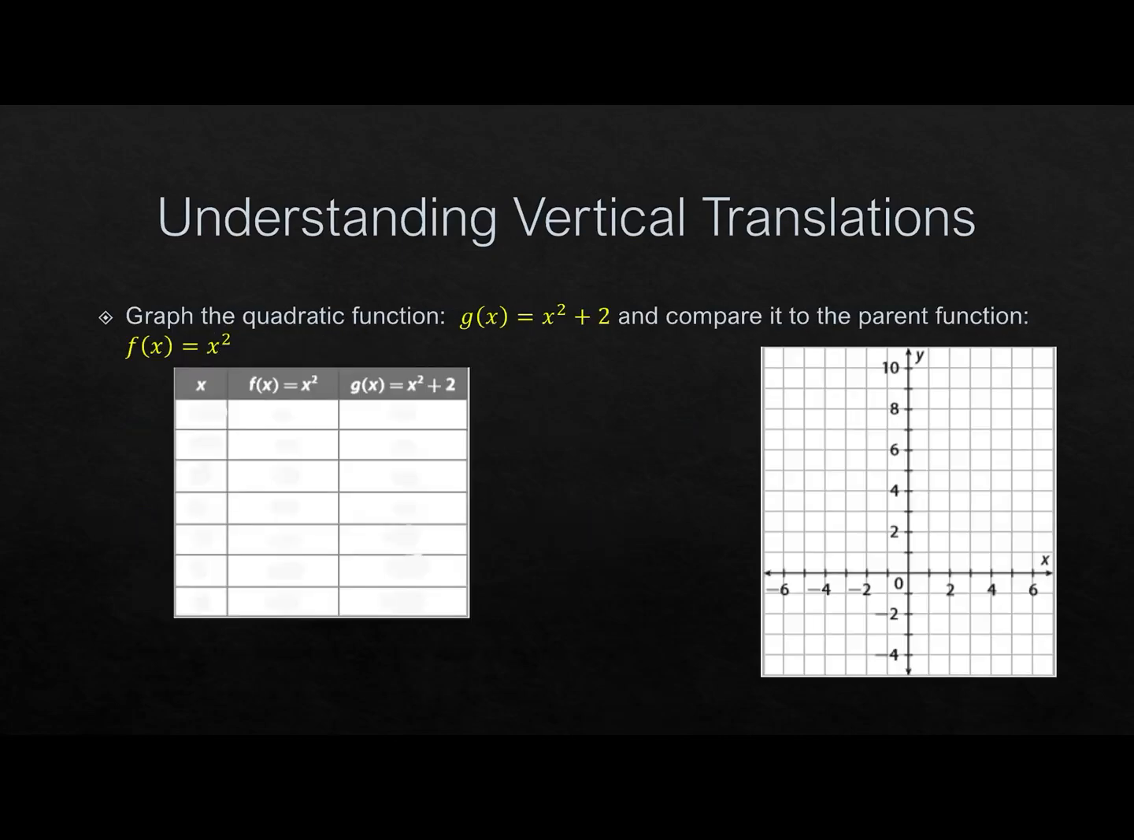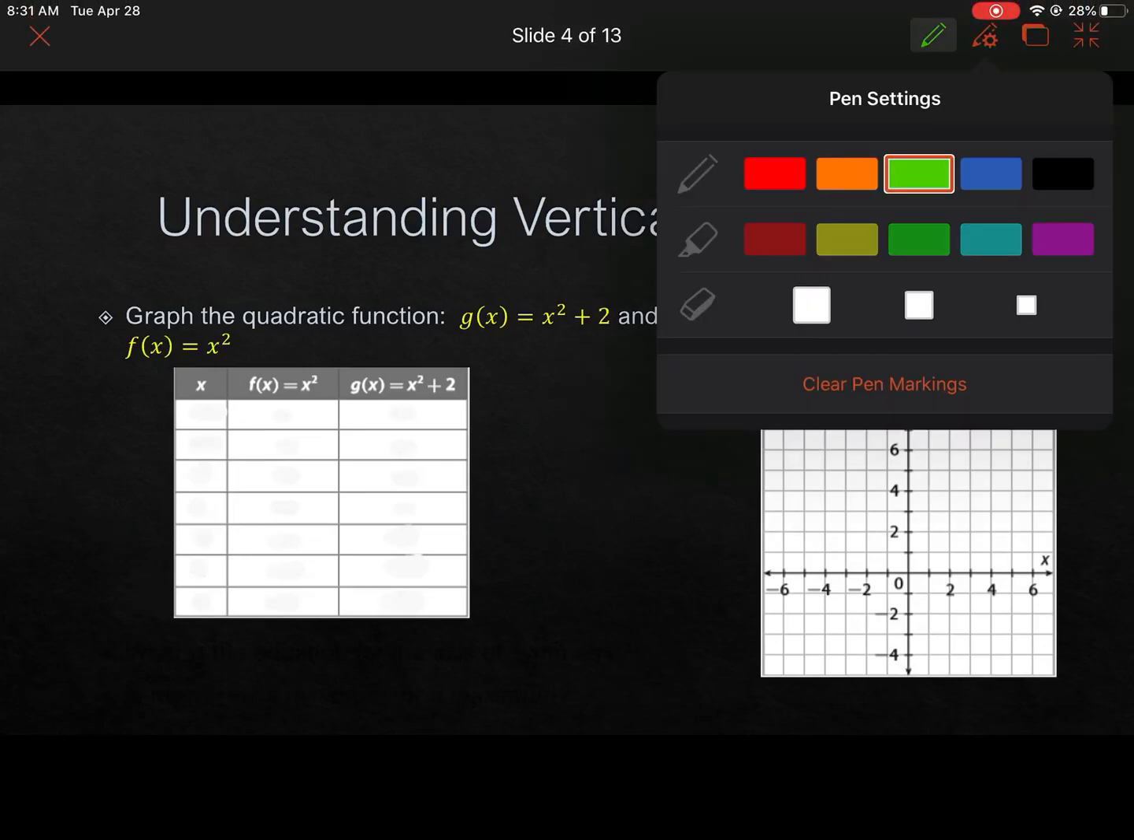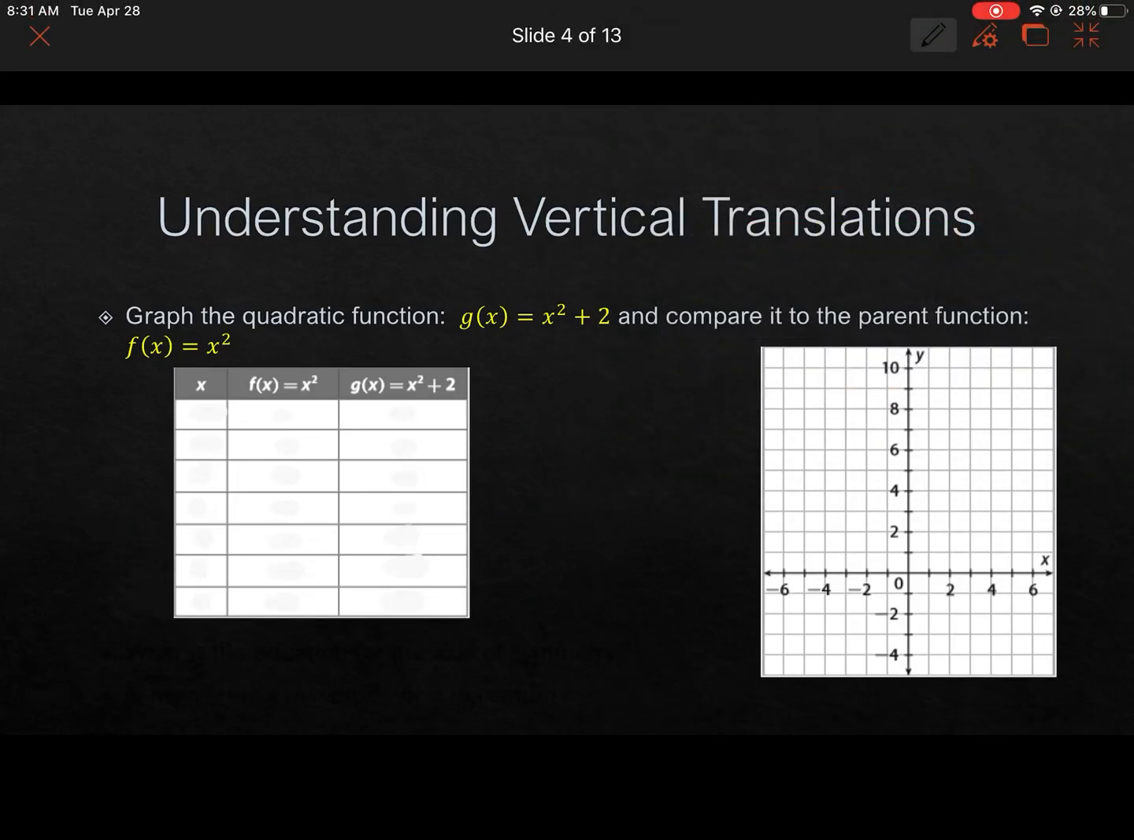But just to reinforce the idea, let's graph this parent function alongside a new function, g of x equals x squared plus 2. So let's take a look here. We're going to plug in negative 3, negative 2, negative 1, 0, 1, 2, and 3. When I plug it into the parent function, like we did last week, we already know it's going to be 9, 4, 1, 0, and then, of course, it's going to mirror because of the axis of symmetry, so 1, 4, and 9.